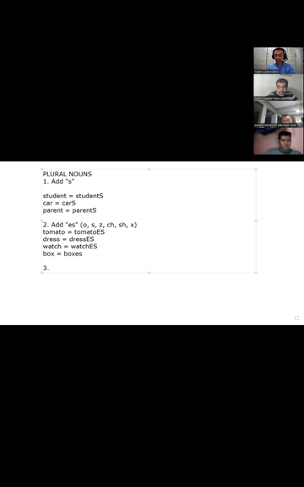Number three. Change the Y to I. And then add ES. Right? Si el nombre termina en Y, como secretary, right? La Y se la cambiamos por una I latina, so we say secretaries, right? And then you add ES. Okay? Good. And rule number four, irregular noun, right?